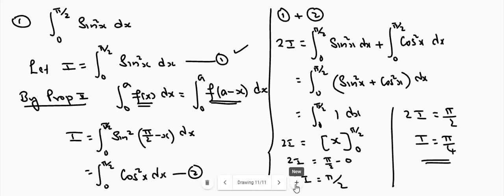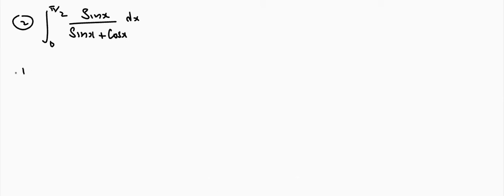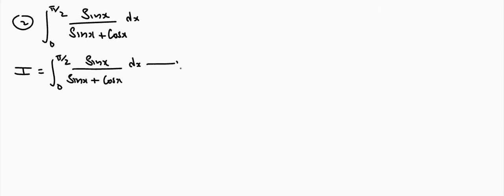Next, question number 2: integral 0 to pi by 2 sin x divided by sin x plus cos x. Here we take I equal to integral 0 to pi by 2 sin x by sin x plus cos x dx, equation number 1. Applying property 5, we apply property 5.